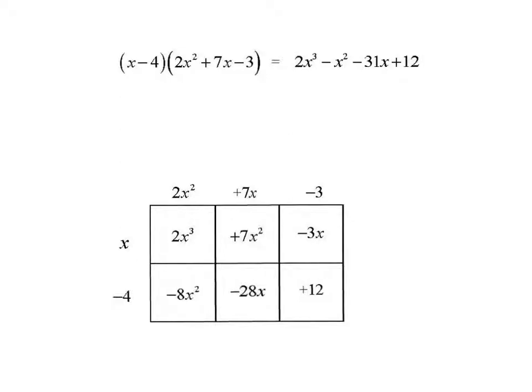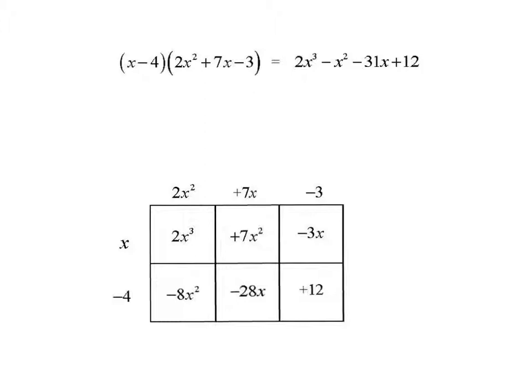Since division is the inverse of multiplication, one way of doing polynomial division is to use a multiplication box, but use it inside out. Before I show you how to do that, let's review how multiplication works in the box. Here's an example done for us where we're multiplying x minus 4 times 2x squared plus 7x minus 3, and this is the answer we're getting.